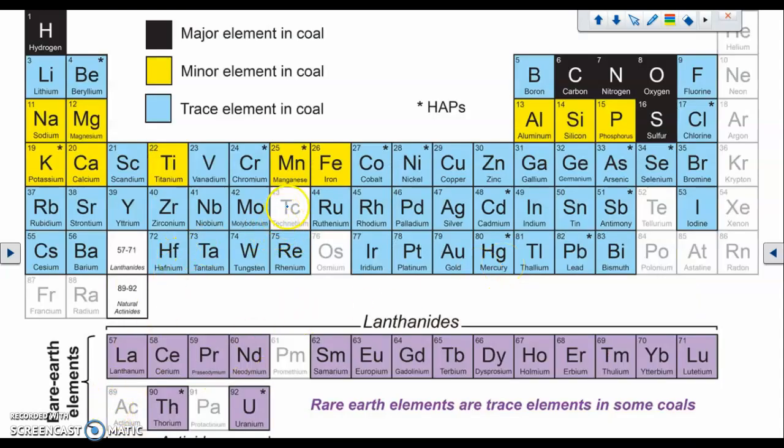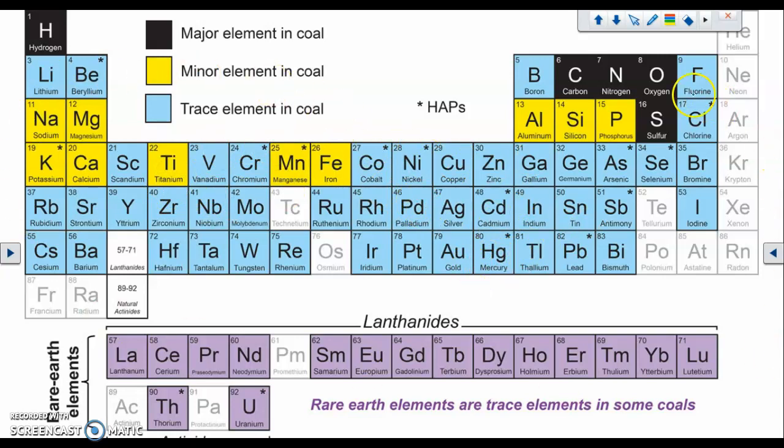In coal and in most other fossil fuels, the major elements are all of these things in black: hydrogen, carbon, nitrogen, oxygen, sulfur. There's a percentage that you use here. If it's greater than 1%, it's in black. If it's less than 1% down to 0.001%, it's in yellow. Everything else is less than 0.001%.